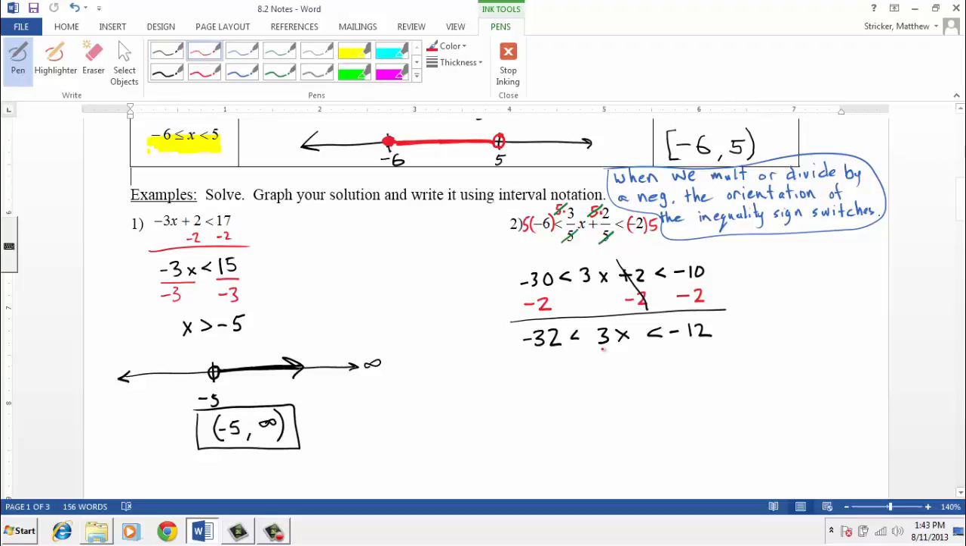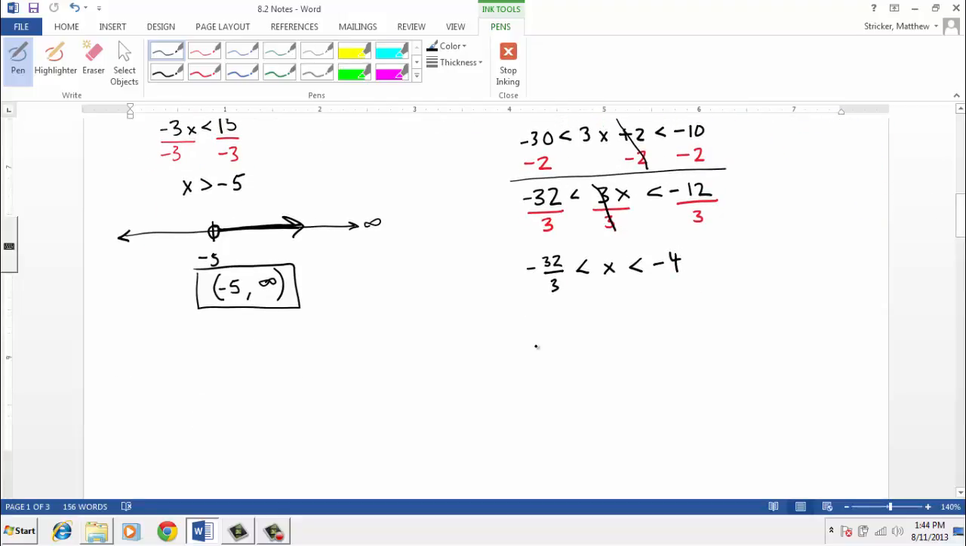Lastly, we want to divide both sides by 3 to get that x by itself. Divide all three sides by 3. The 3s cancel. We're left with negative 32 over 3. 3 does not go into 32 evenly. Is less than x is less than negative 4.